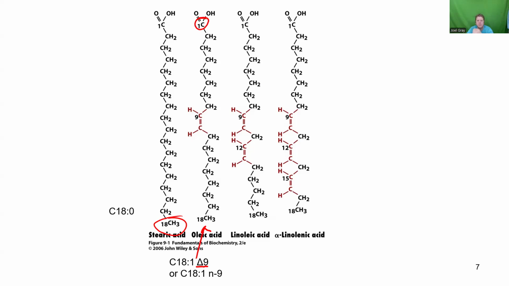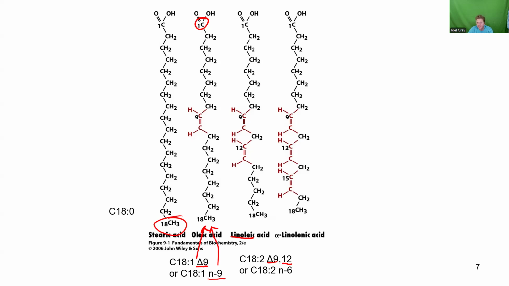Now, the tricky part about comparing the delta and the omega or N numbering scheme is that these two fatty acids are both delta 9 and N minus 9. Both are going to utilize the 9 there. Linoleic acid here is 18:2 delta 9, comma 12. This tells us where our double bonds are. They're at carbon number 9 and they're at carbon number 12.